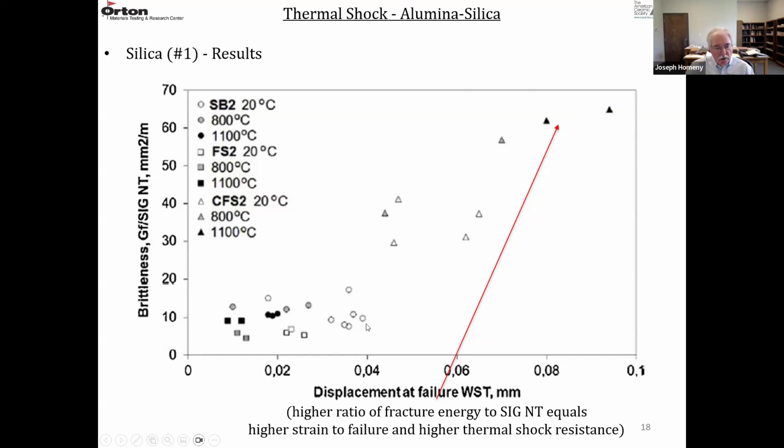So their brittleness numbers are low. That means they're very brittle, very little displacement at failure. When you get up to the higher brittleness numbers, that means they're not brittle, they're more ductile. It seems like the higher brittleness number should be more brittle, but the way it's calculated, the higher the brittleness number, the lower the brittleness. So the higher ratio of fracture energy to the maximum stress in the wedge splitting experiment, the higher the strain to failure, and the better the thermal shock resistance.